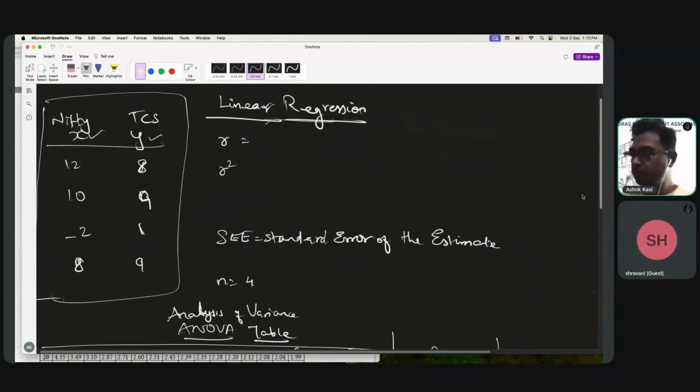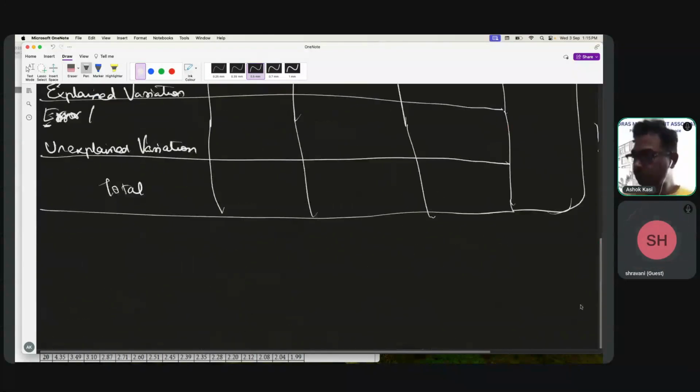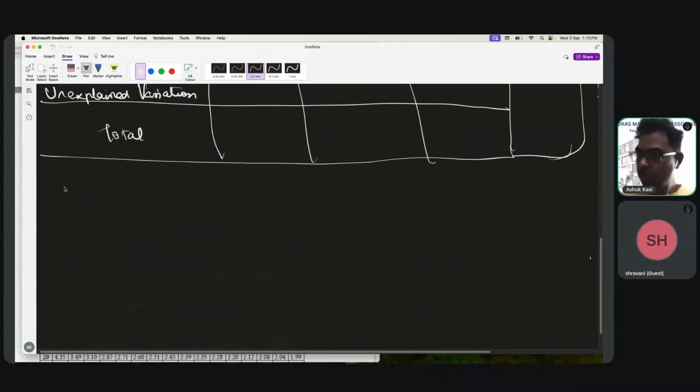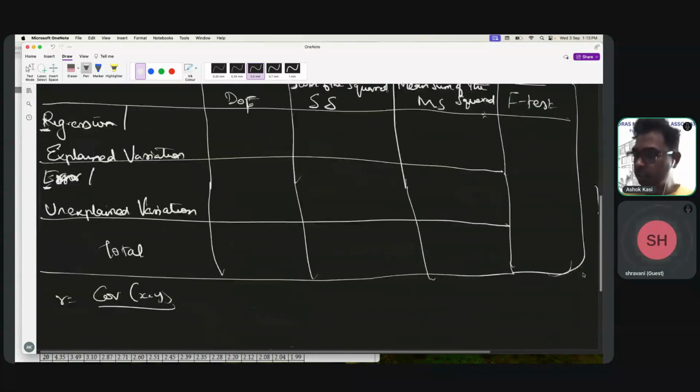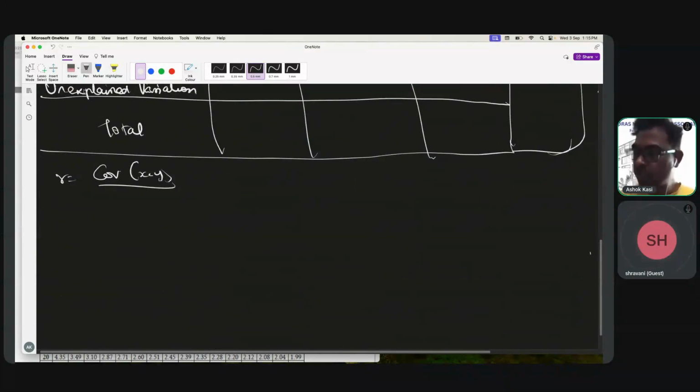So first of all, r is equal to covariance of x comma y divided by standard deviation of x into standard deviation of y. So covariance of x comma y, how do we get it? I'll write again here so I don't have to scroll up and down again.